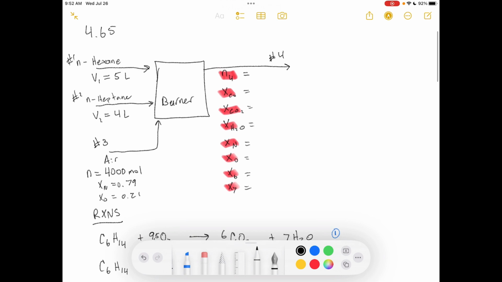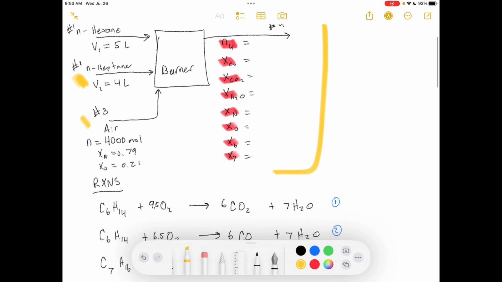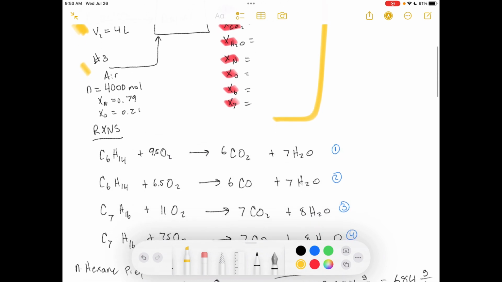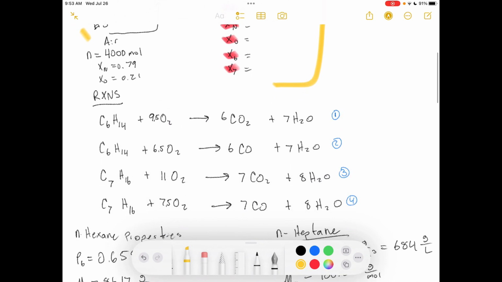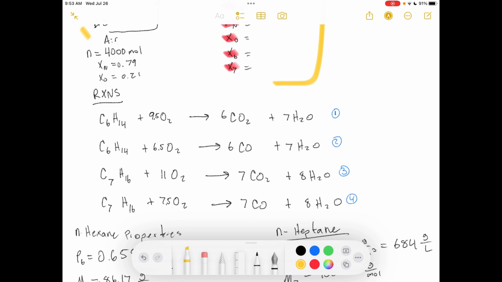I've outlined the process here that they were talking about. We have a certain amount of air going in, a certain amount of n-heptane and hexane, and we have a bunch of unknowns that I've highlighted in red. Then they didn't give us any information about the reactions, except to say that there was incomplete combustion, right? So there are 4 reactions that we need to account for.